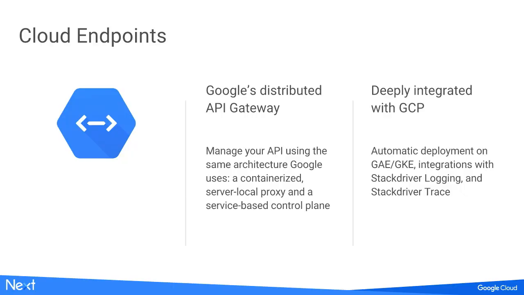Well, ever since last fall, and now generally available, we have really added a lot to the feature set. And first of all, we've made it so it's not just an App Engine feature anymore. This is a product in cloud that can be used with any of our compute backends. And it's not just used as an API framework, but it's got these additional features that let you protect, monitor, and scale your APIs. So one of the key components is what we call a distributed API gateway.